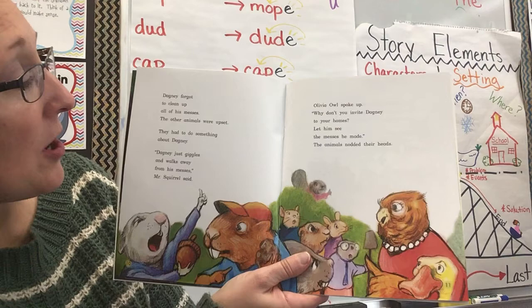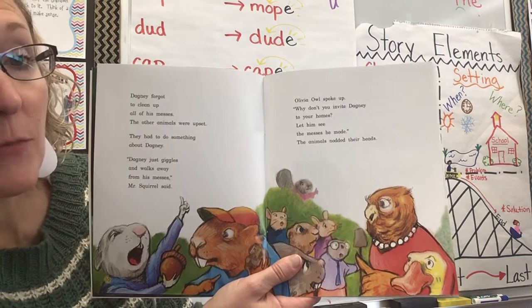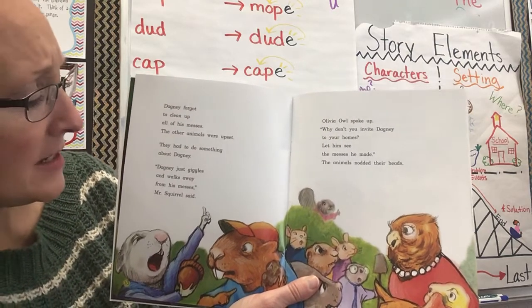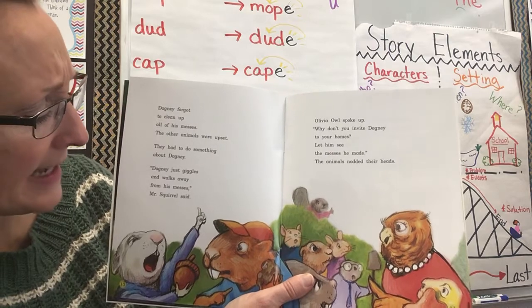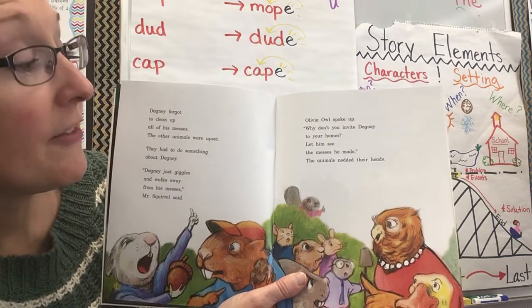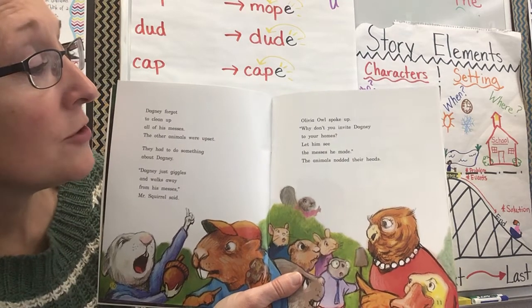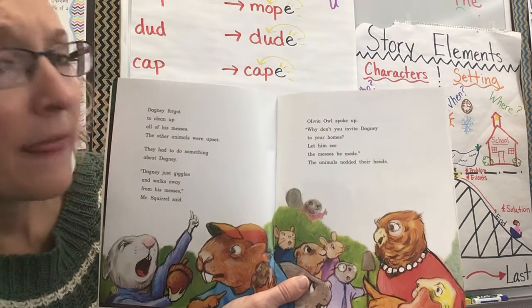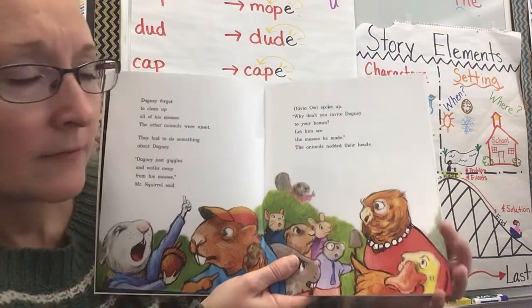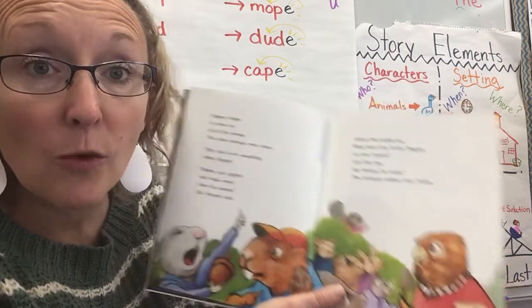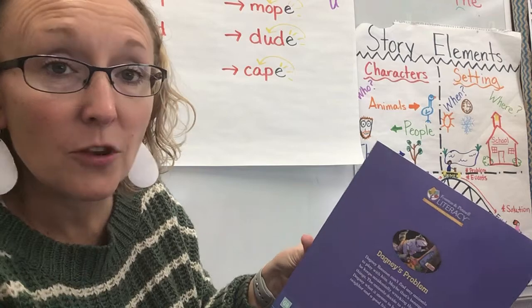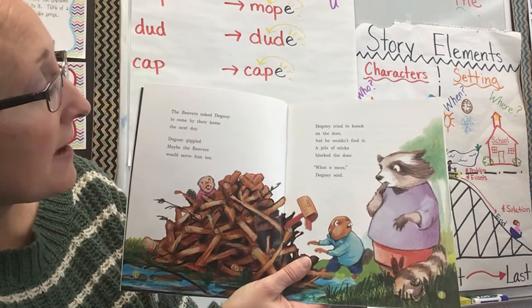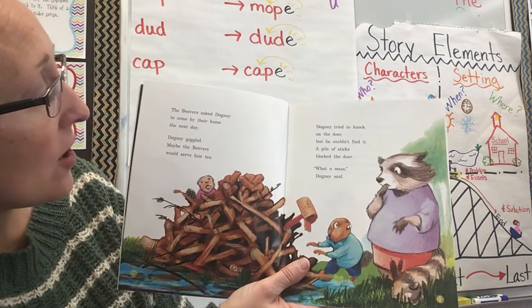Dagny forgot to clean up all of his messes. The other animals were upset. They had to do something about Dagny. Dagny just giggles and walks away from his messes, Mr. Squirrel said. Olivia Owl spoke up. Why don't you invite Dagny to your homes? Let him see the messes he made. The other animals nod their heads. Ooh, she's a wise owl, isn't she? Do you know what wise means? It means she's smart. She knows things, doesn't she? Which is a good idea. Let's see if it works. The beavers asked Dagny to come by their home the next day.